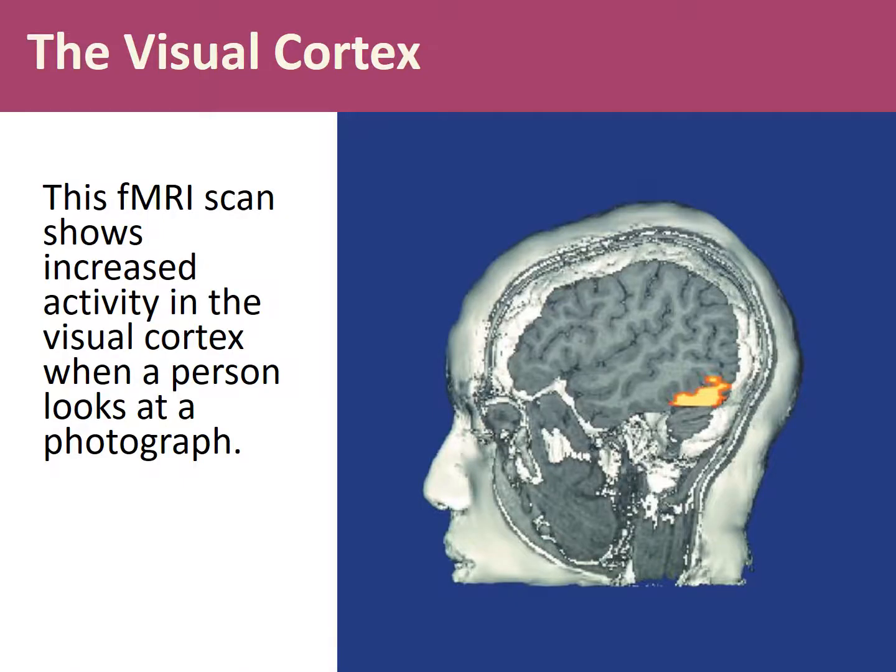Here's an MRI picture of the visual cortex located in the occipital lobe at the back of your skull. So if you're looking at a photograph, here's an MRI picture showing activity at the back of the skull. That activity is in the occipital lobe, in what is called the primary visual cortex. And so we can see a lot of brain activity through just fMRI imaging like this.